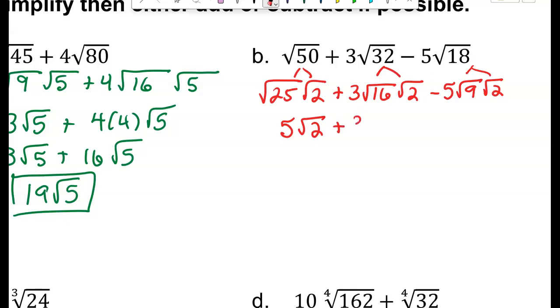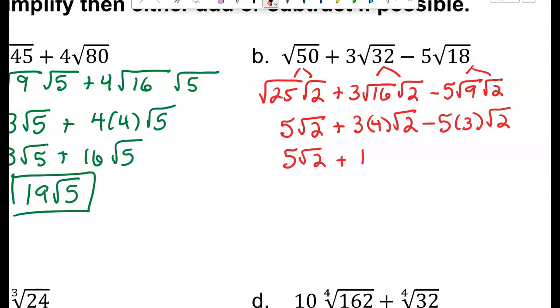All right, 3 times what? What's the square root of 16? 4. 4 times root 2. Minus 5, what's the square root of 9? 3 root 2. Okay, so we get 5 root 2 plus 3 times 4, which is 12 root 2, minus 15 root 2. Now, I'm being really nice because can I combine all of these right now? Yeah. Again, sometimes you might not be able to combine anything, but you still have to simplify as much as you can. Okay, so always think simplify first and then combine.